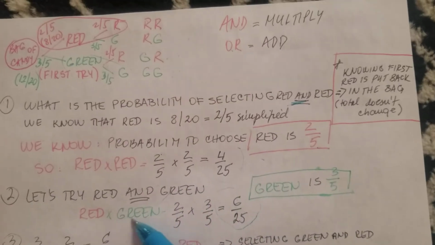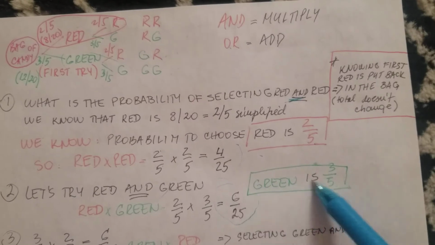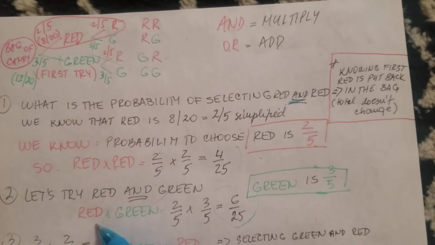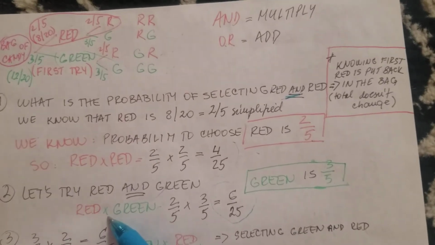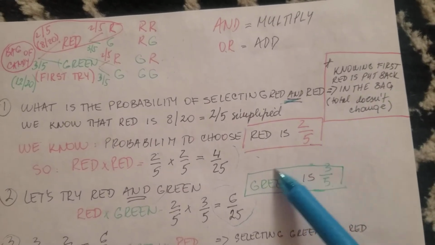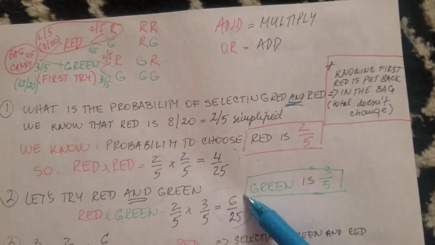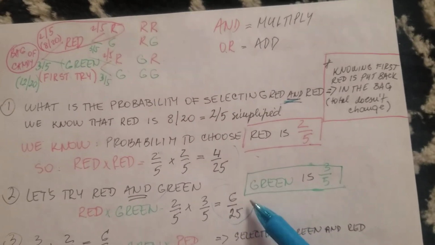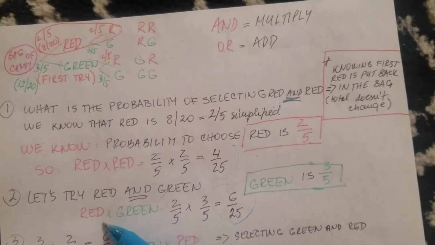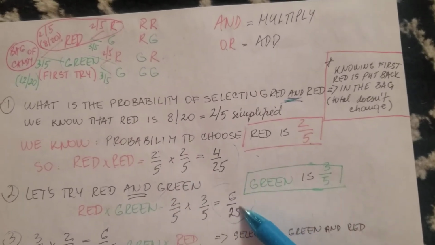Now how about red and green candy? Let's not forget that our probability of picking green is 3 over 5. So let's do red times green, which is 2 over 5 times 3 over 5. That equals 6 over 25. So our probability of choosing the red one on the first try and the green one on the second try will be 6 over 25.